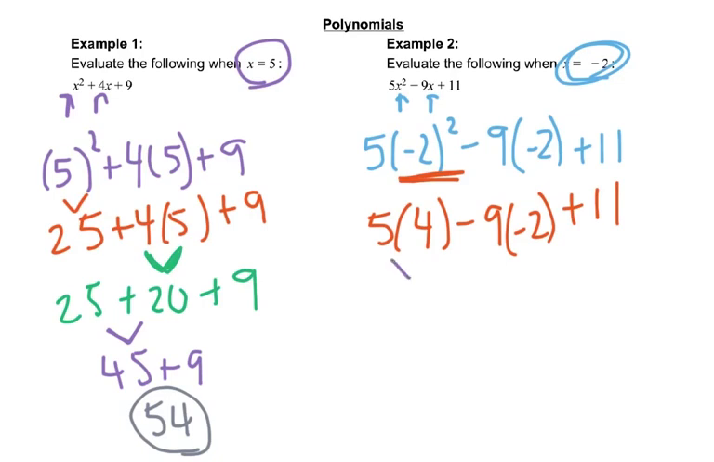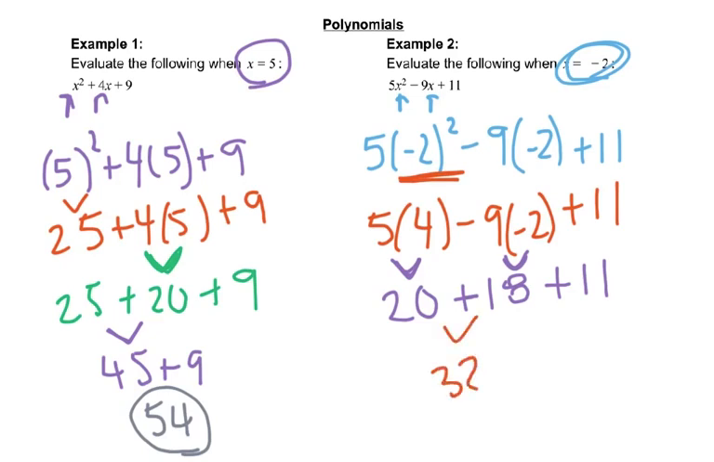I'm going to kind of multiply both of these at the same time. We have a 5 times 4, which gives me 20. And we have negative 9 times negative 2, which is going to give me a positive 18. And then we have a positive 11. And now we're just going to take 20 plus 18 plus 11. 20 plus 18 gives me 38. Plus 11 gives me 49.